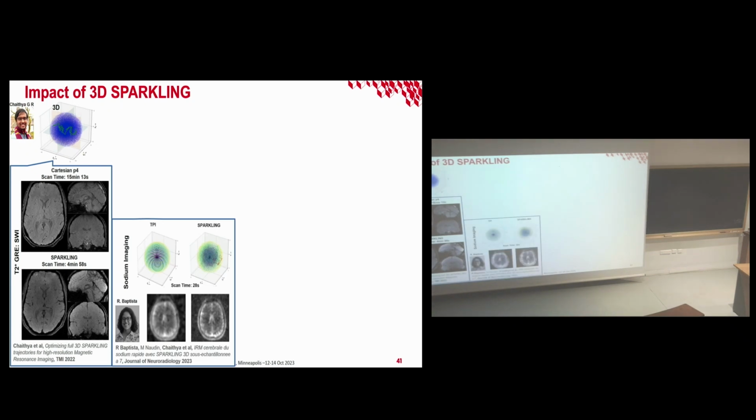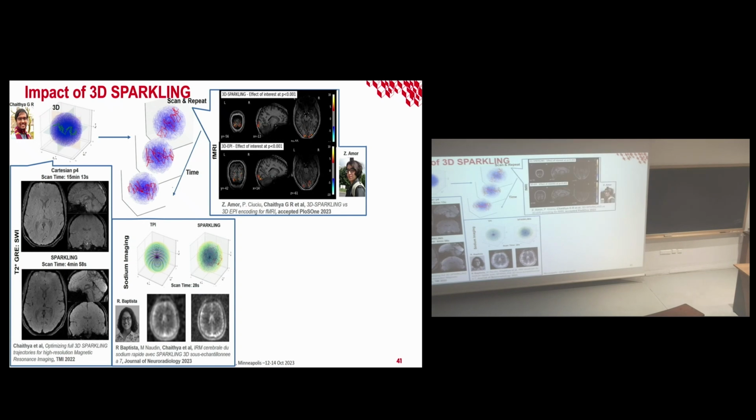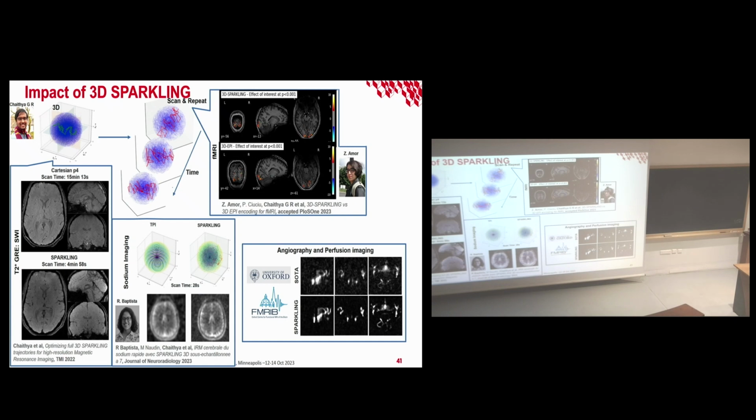We have also implemented SPARKLING for sodium imaging at 7 Tesla with a higher acceleration power as compared to twisted projection imaging, and we did that for fMRI as well, with similar or even slightly increased statistical power in comparison with 3D EPI in fMRI at 7T. And now we also have a collaboration in angiography and perfusion imaging with Oxford.